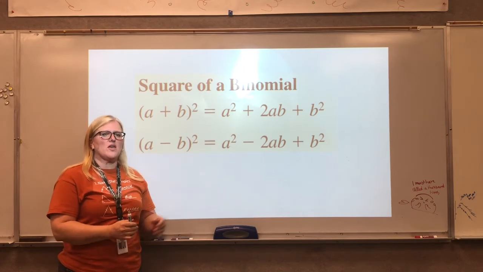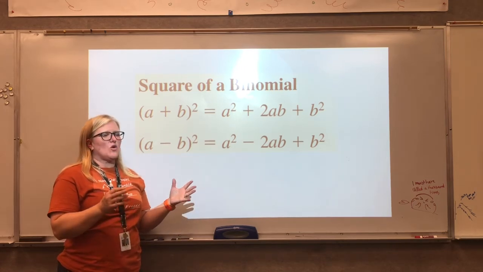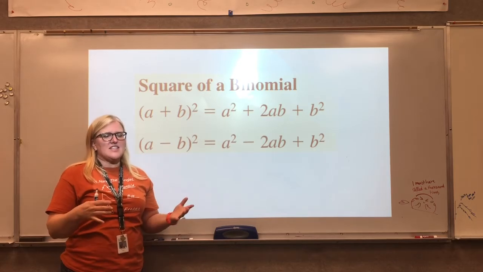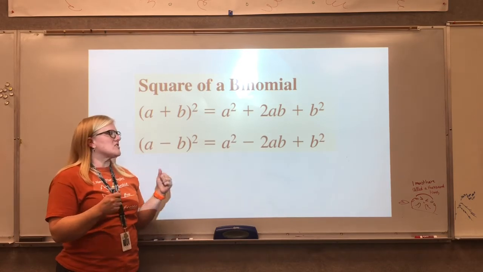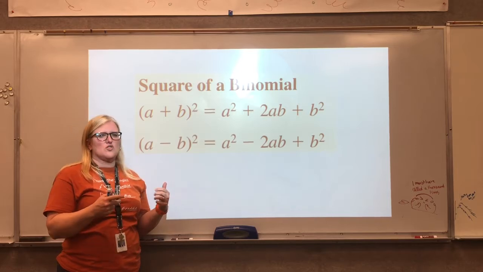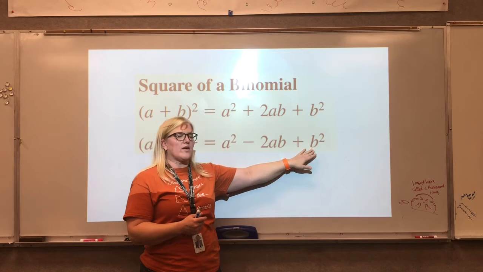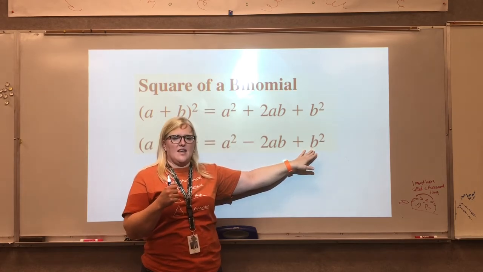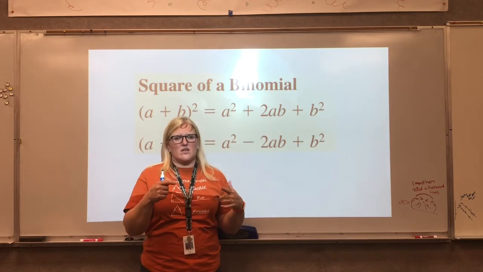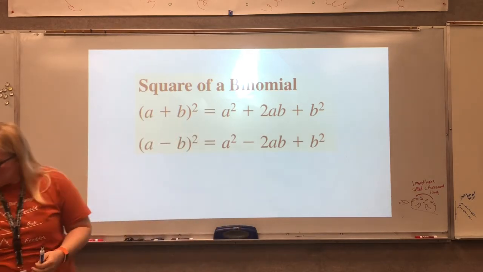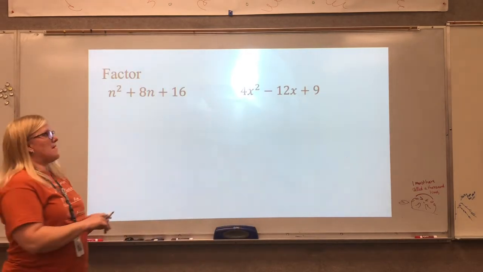Okay, square of a binomial. These are the ones that I told you that you didn't necessarily have to memorize. And I still feel like that, but it's still a pattern that you need to recognize because we've got an a squared here and a b squared here. And I'll show you in a second where that happens.